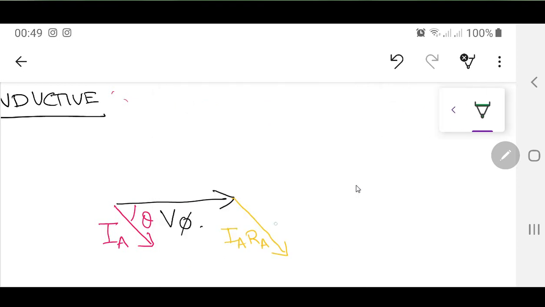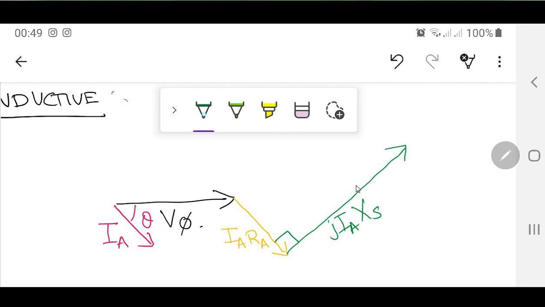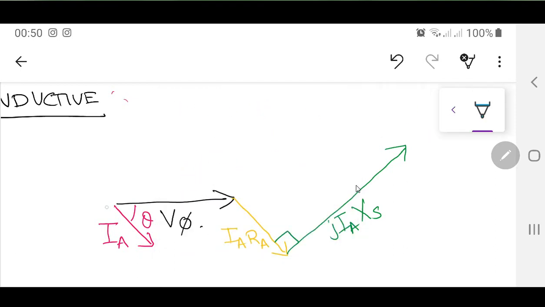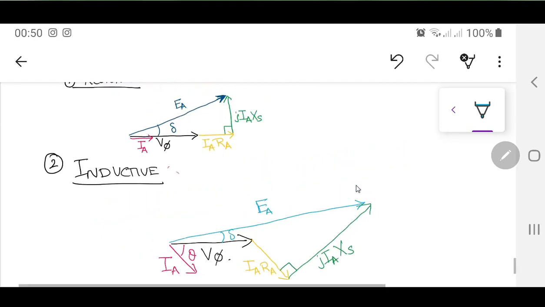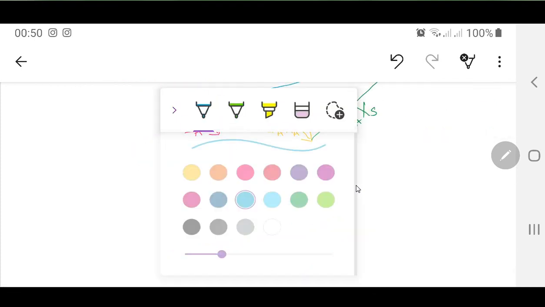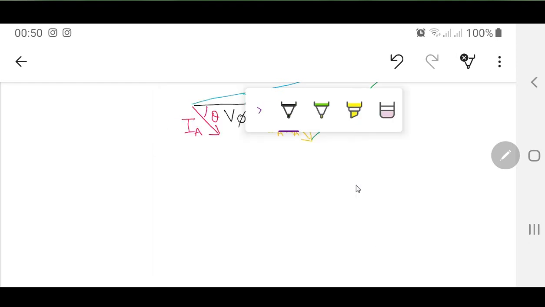That is going to be IA XS. So this is going to be that JIA XS, 90 degrees to this one. And when I add this together for the EA vector, so this is the EA vector over here. So this is that delta angle over here. So you can see now for the resistive it was something different, for inductive load this is very different over there. And then the last part, this is the last phasor diagram.